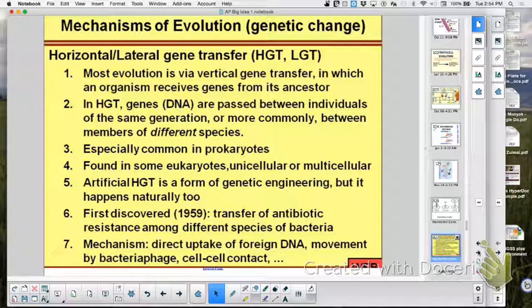What is this called? Direct uptake of foreign DNA. What's that called? Transformation. Movement by a bacteriophage. What is that called? Transduction. Cell-to-cell conjugation. Does that help? Horizontal, vertical.